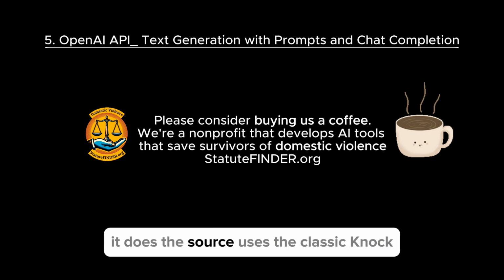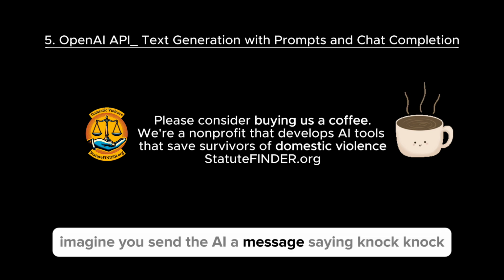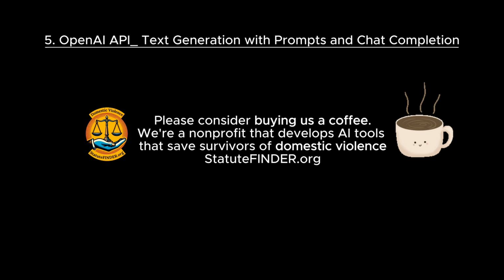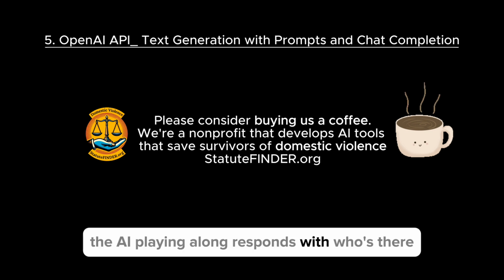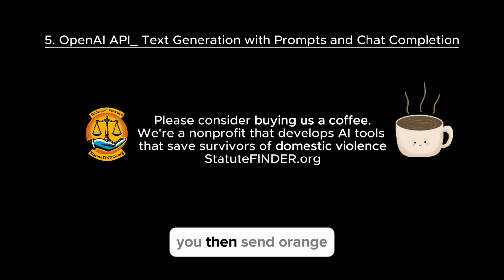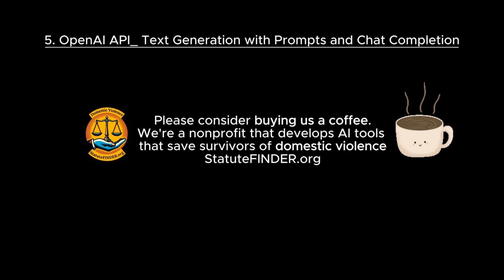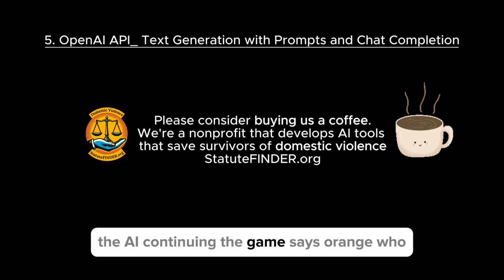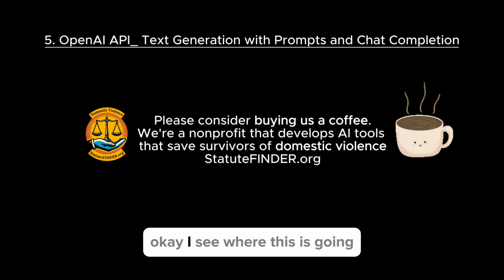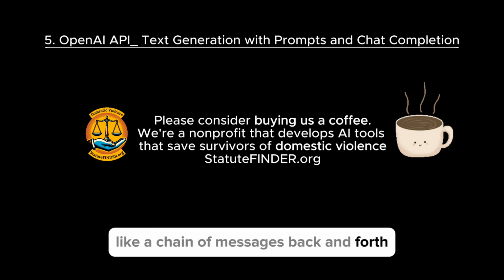It does. The source uses the classic knock-knock joke as an example to illustrate this. Imagine you send the AI a message saying, knock, knock. The AI, playing along, responds with, who's there? You then send orange. The AI, continuing the game, says, orange who? Okay, I see where this is going. We're building up a conversation like a chain of messages back and forth.